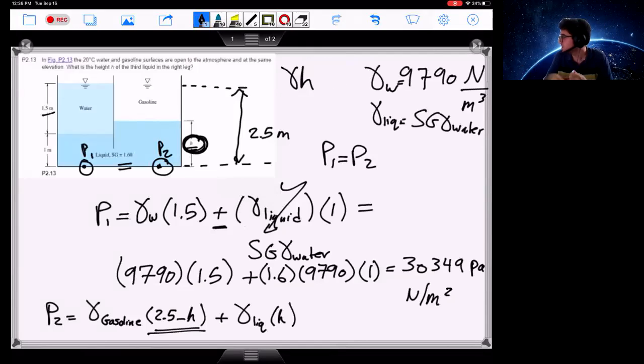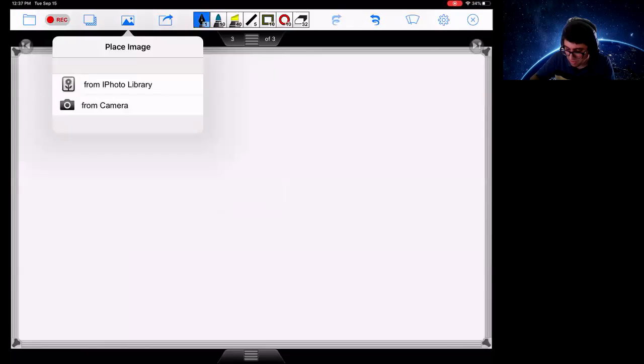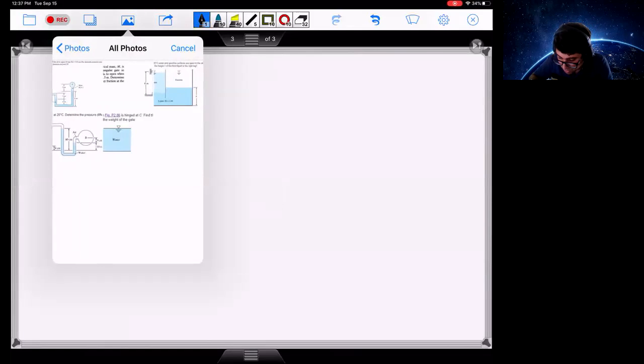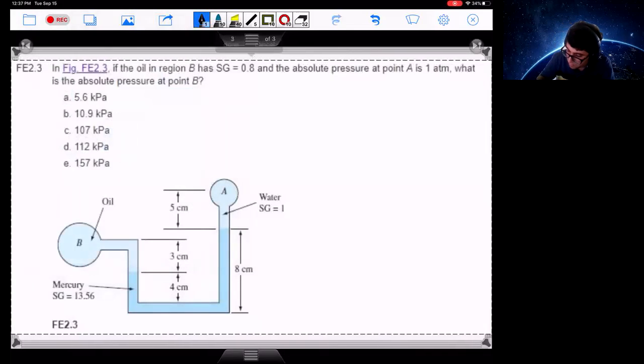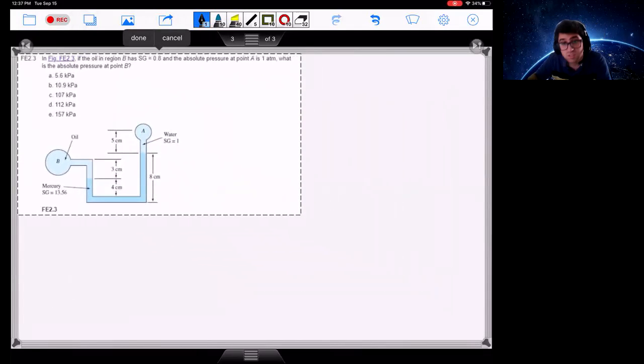Should I move to a different problem? Good. Okay. Let's see if I can find a different problem. I have a bunch of problems right here. But let's see. Let's do this problem. Can you guys see this one?